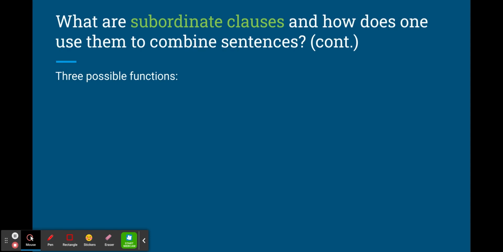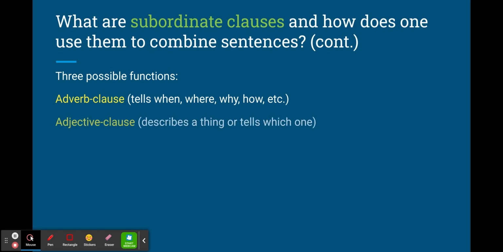Subordinate clauses have three possible functions here. All right, they can be an adverb clause. I mean, the words in that clause function together as an adverb, and they tell us when, where, why, how, etc. So again, adverbs describe verbs, adjectives, and other adverbs. So that clause would be doing that. Now, they can be an adjective clause, which describes a thing or tells which one. So it could be modifying a noun. And it can also be a noun clause, in which case that whole clause is a thing. It functions as a noun. So those are the three different things our subordinate clauses can be doing in a sentence.